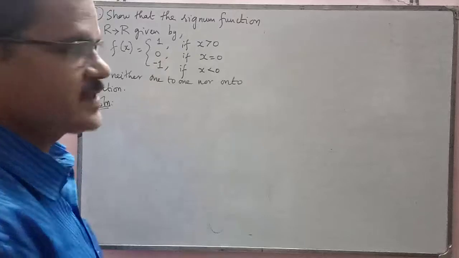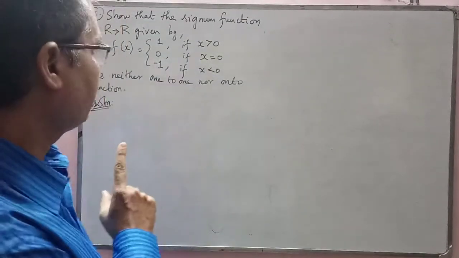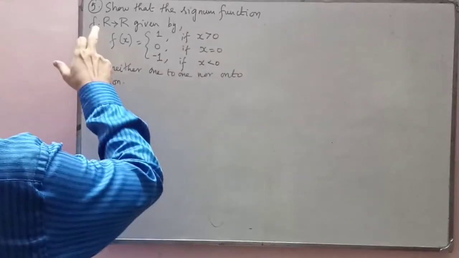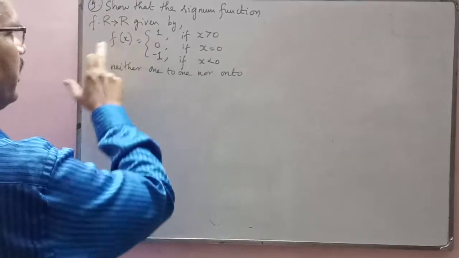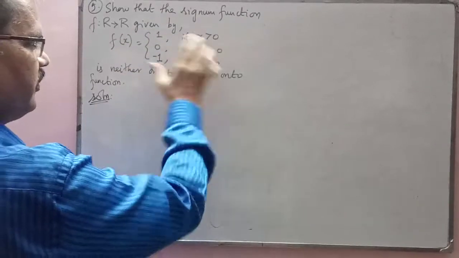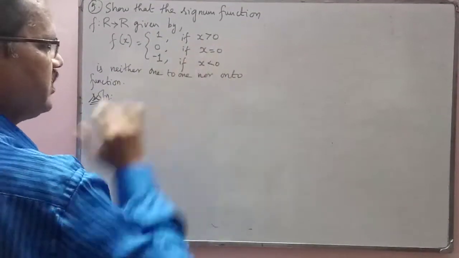We are discussing exercise 1.2, relations and functions, question number 5. The question says, show that the signum function defined by f: R to R, real number to real number, given by f of x equal to 1, 0, minus 1, if x greater than 0, x equal to 0, x less than 0.